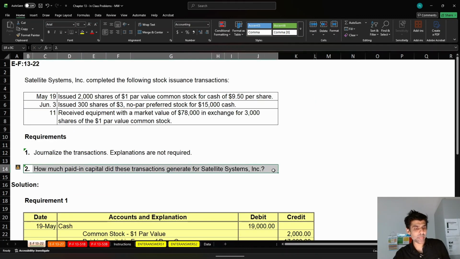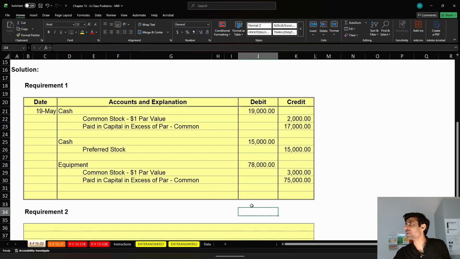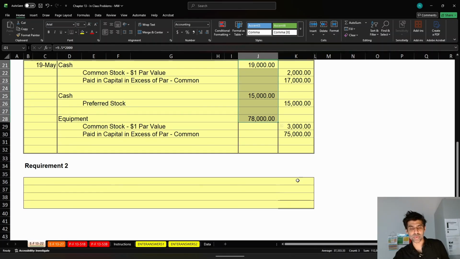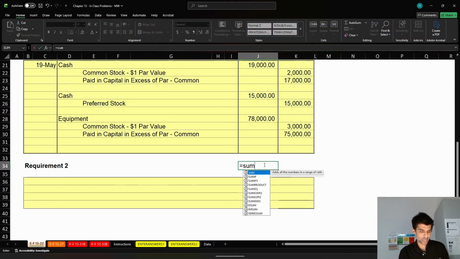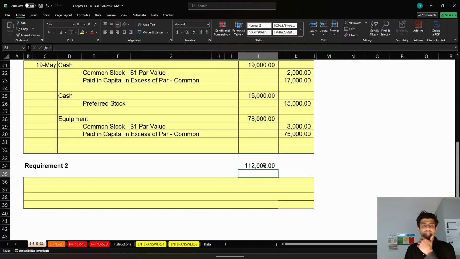Okay, and then how much paid in capital do these transactions generate? Well, how should we do it? What's the answer to this? How much total paid in capital? Well, it's just the sum of these three. Okay, so it's 112,000. It's just equal to the sum of this and this and this. That's the total capital that we've raised from our investors. And some of it was cash, some of it was equipment, but that's the total capital contributed.